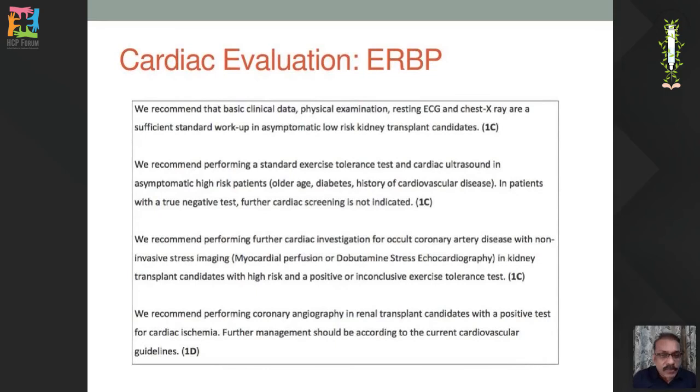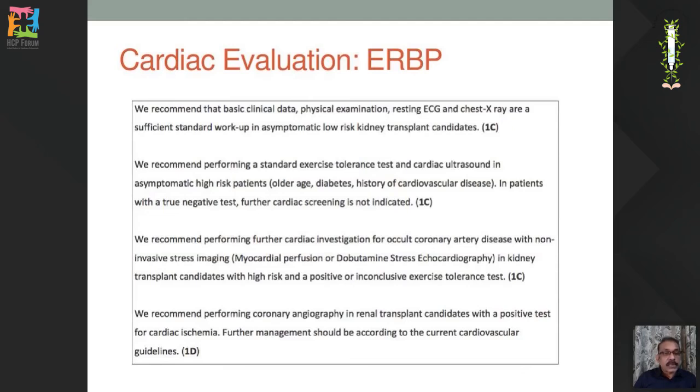Now this is one chart from the guidelines. They recommend that for very healthy patients less than 50 years of age, asymptomatic, you just need an ECG and chest X-ray. That is an asymptomatic low-risk renal transplant patient. Now asymptomatic low-risk patients are very few, so most of them fall in the high-risk category.